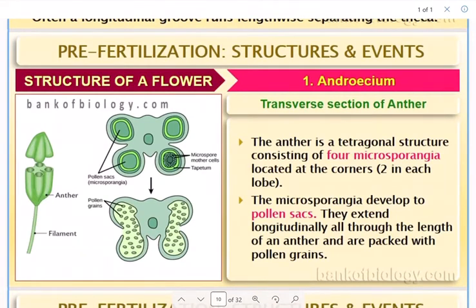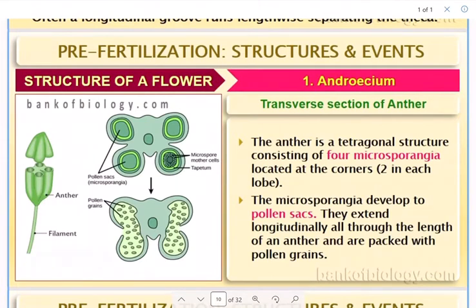And when we take the transverse section of the anther, this is what it appears like. The anther is a tetragonal structure. Tetra means 4, so 4 rooms will be there. It consists of 4 microsporangia located at the corners. Look at that, microsporangia, and in each lobe there will be 2. The microsporangia develop into pollen sacs, as you are seeing here.